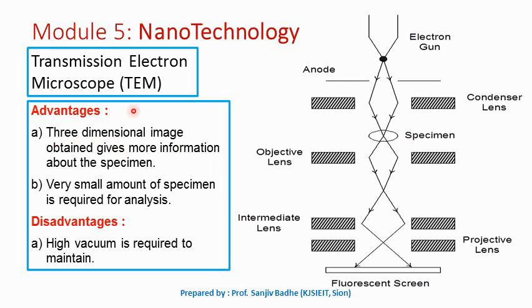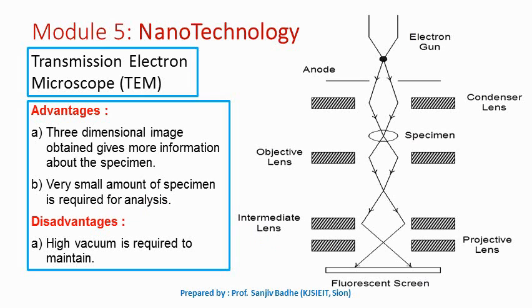An advantage of the transmission electron microscope is that a three-dimensional image can be obtained. Because the electron beam passes from one end to the other end, it doesn't just give the image of the surface, but the inner picture is also clear. So a three-dimensional image can be obtained, which gives more information about the specimen, and a very small amount of specimen is required for the analysis.